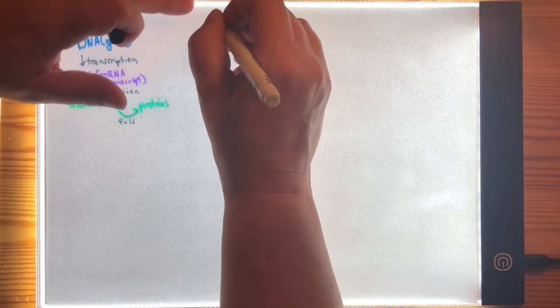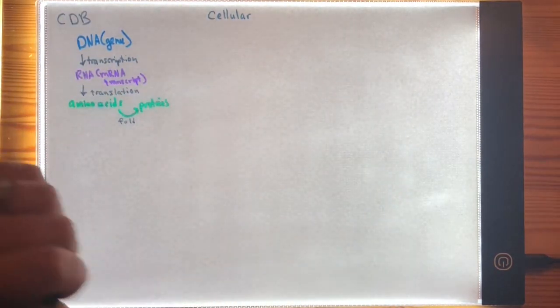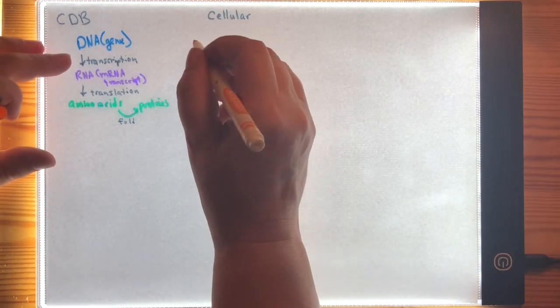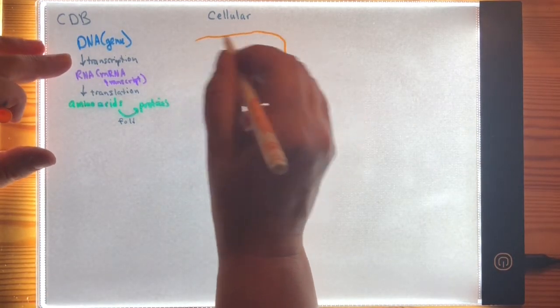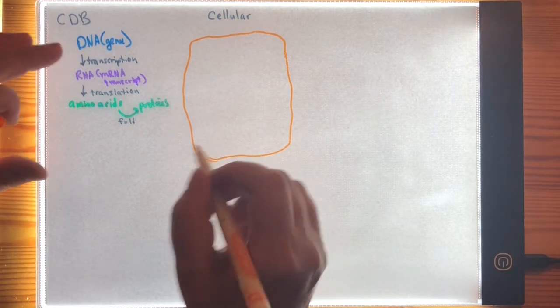A helpful way to study the central dogma of biology is to look at a cellular model and investigate exactly what's happening within the cell. Now, we have not studied the cell in a great deal of detail, nor are we going to, but there are a few parts of the cell that you really should know.